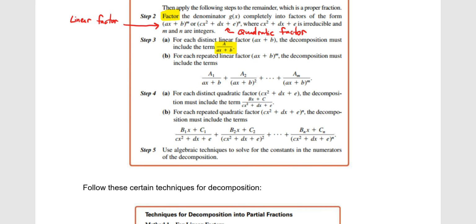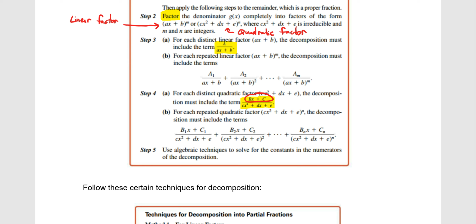For quadratic factors, for each distinct quadratic factor, the decomposition has to have the term bx plus c over that quadratic factor. So notice the difference from the linear one. The linear one has a constant in the numerator. The quadratic has a linear factor in the numerator.